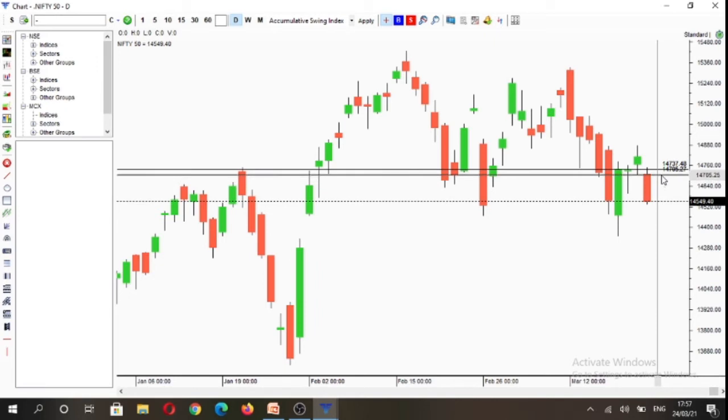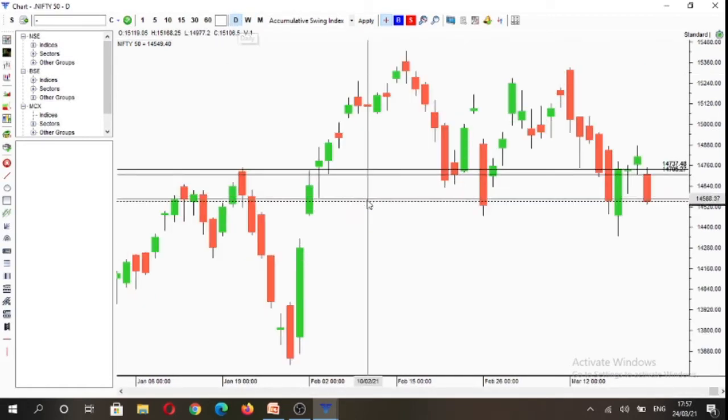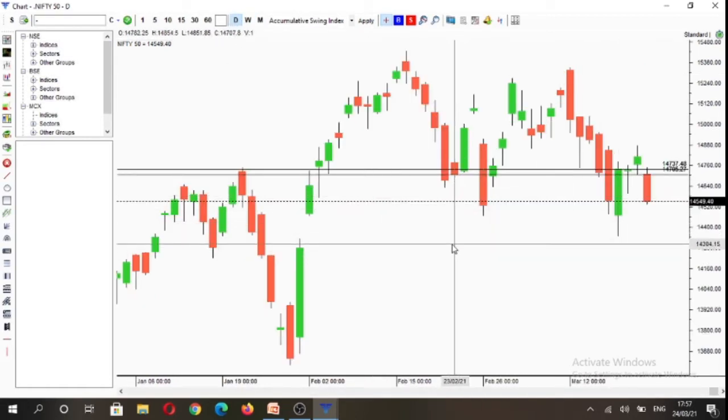Below 14,700, it is under control of seller on the daily time frame, on the monthly time frame, as well as the weekly time frame. So this is what we call time frame continuity, with sellers being relatively aggressive in hitting the bids.